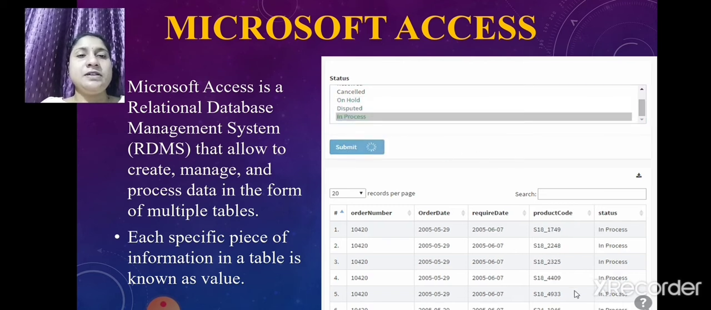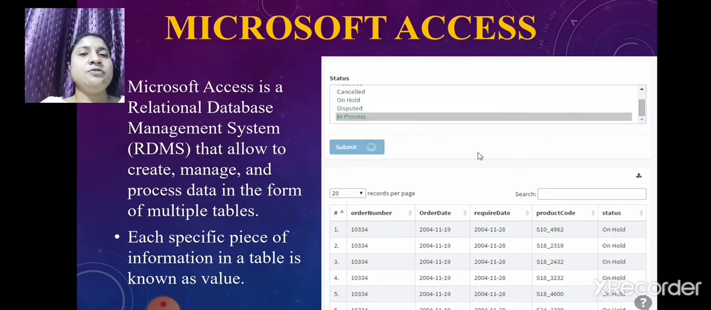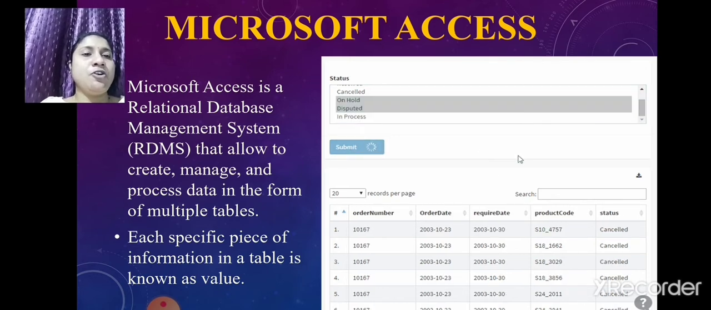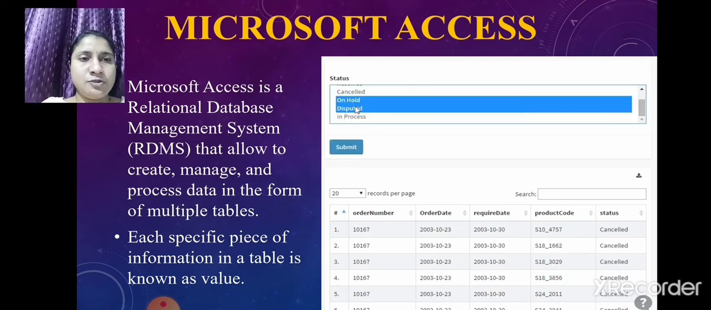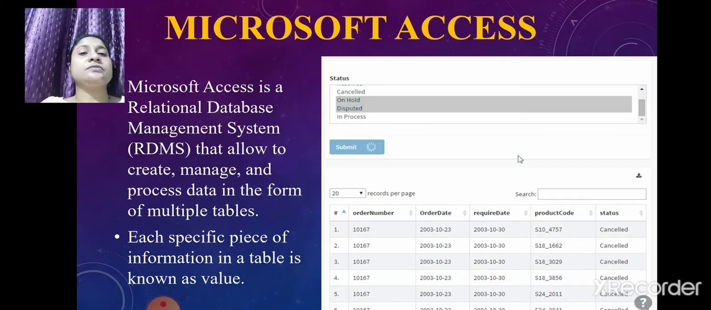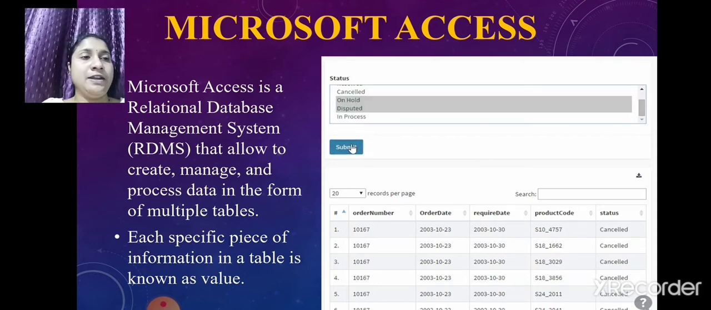Each specific piece of information in a table is known as a value. Here you can see in the picture there is the information. See here, order number is given, order date is given, required date, all this information is stored. This information stored in a table is called a value.